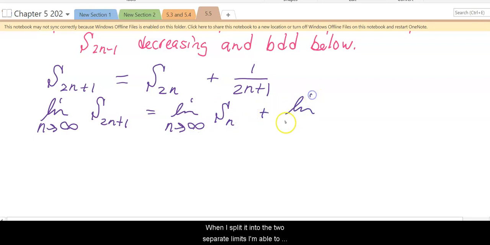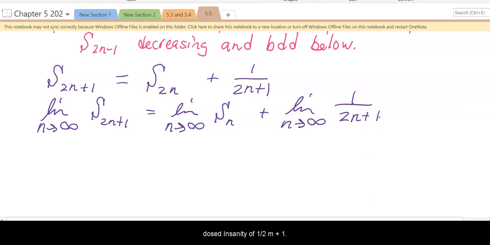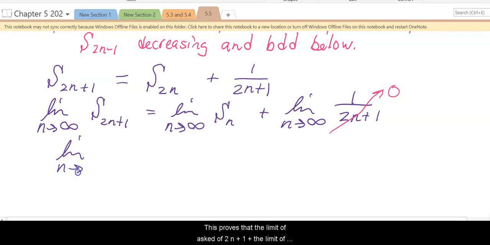When I split it into the two separate limits, I'm able to look at the second term on the right side, the limit as n goes to infinity of 1 over 2n plus 1. I know that as n goes to infinity, the denominator blows up, which will drive the entire fraction down to 0. This proves that the limit of s sub 2n plus 1 and the limit of s sub 2n are in fact identical. That means that both of these go to the same value.